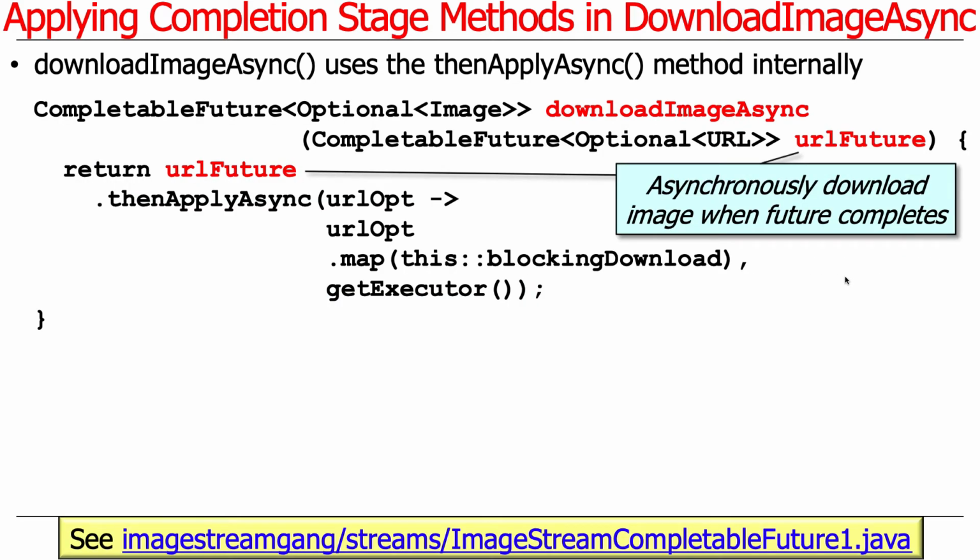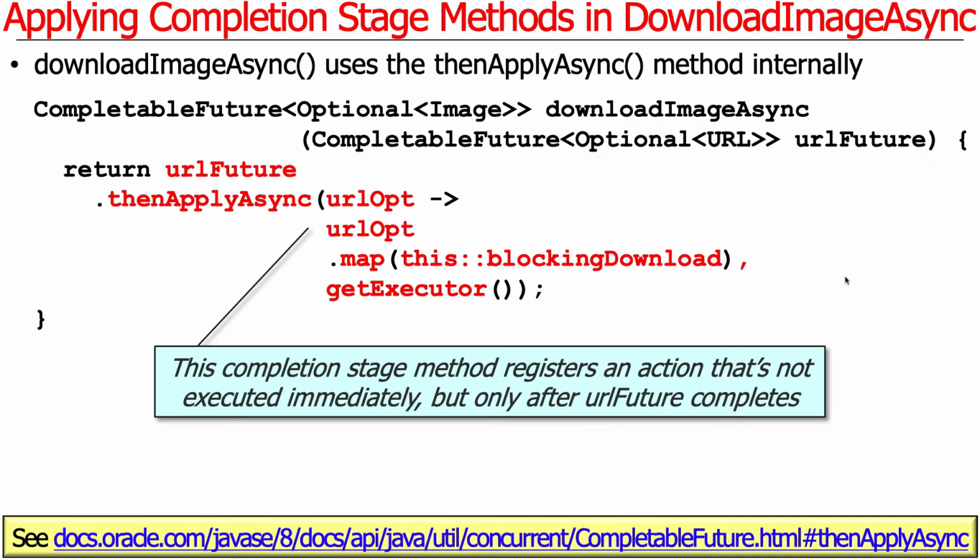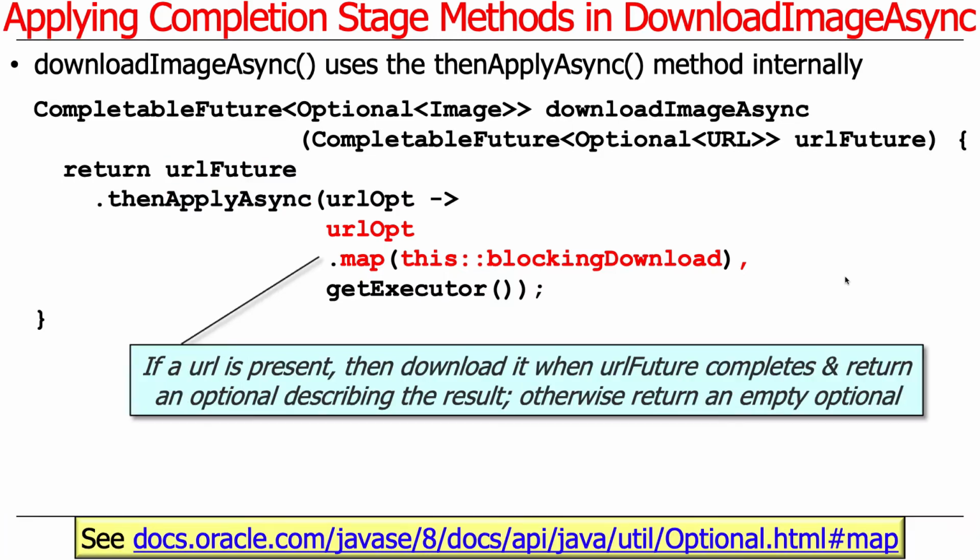OK, so here is download image async. As you can see, download image async takes one parameter, which is a completable future to an optional URL. And when that future triggers, in other words, once it's completed, once we figured out whether the file exists or not, then it calls the thenApplyAsync method. This method will register an action that won't be executed immediately, of course, but it'll be executed when the URL future completes. So let's take a look at what this particular action does.